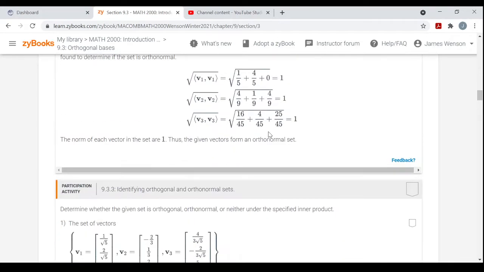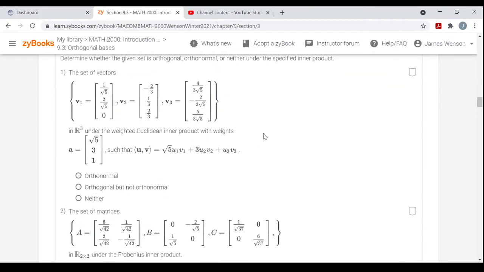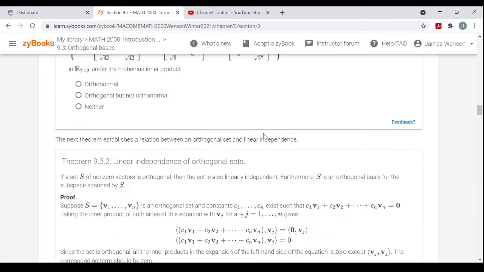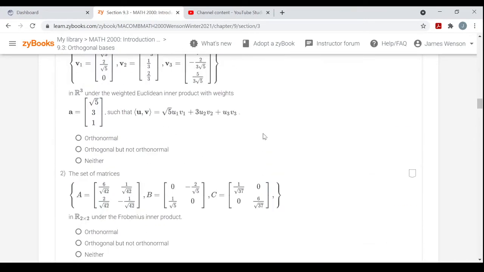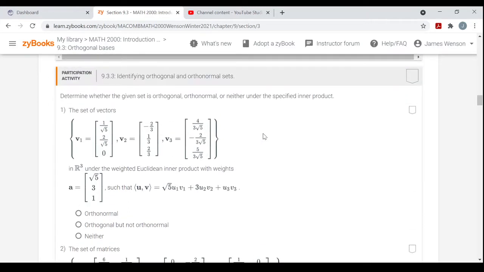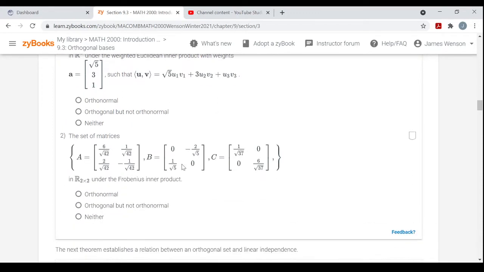All right, so let's look at an example here. Lots of square roots and stuff. All right, I'll let you do number 1. It's another, it's a weighted Euclidean inner product. I'll look at number 2. So I have a set of three matrices, and we're under the Frobenius inner product, which again is like, you've seen this before. It's like the dot product for matrices. You just multiply corresponding entries and add up those products. All right, so I'll write this out and we'll take a look.